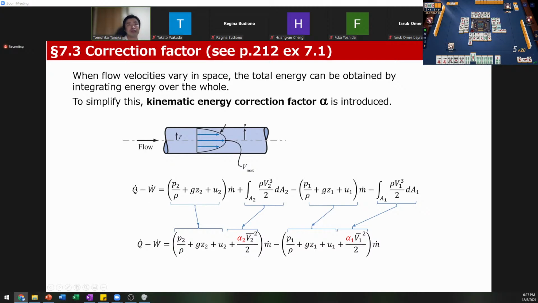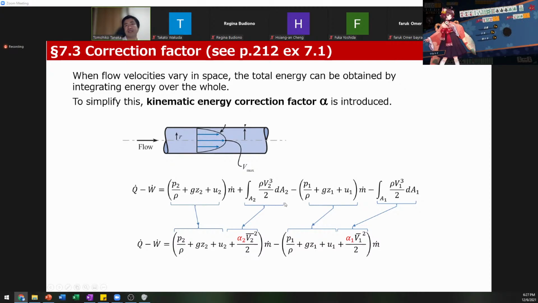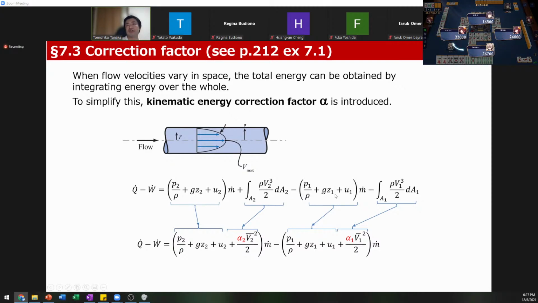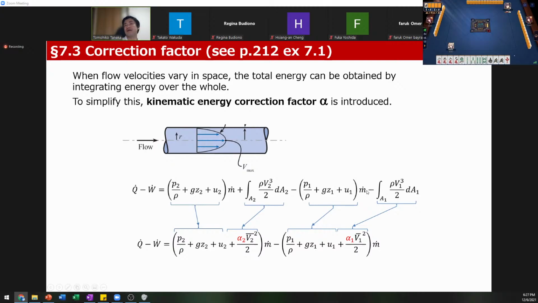For example, Q dot minus W dot is equal to pressure head and also potential and internal energy times mass flux plus integration term, right? And then minus the pressure term and potential terms, internal energy term times mass flux, minus the integration term. So to simplify this, the kinetic energy correction factor alpha is introduced.